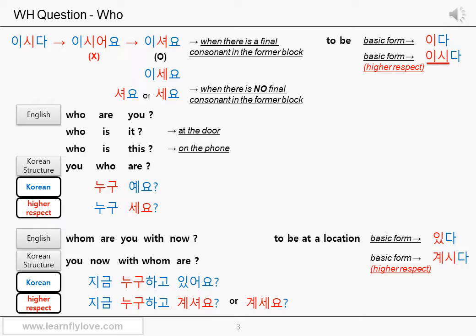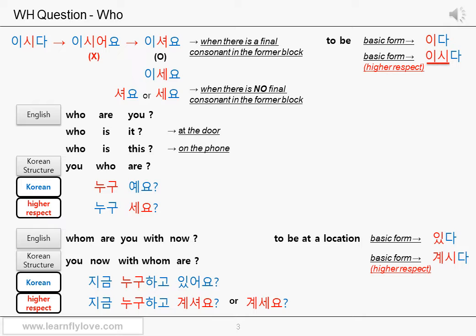이에요, 예요, and 이세요, 세요, or 이셔요, 셔요. Okay? Confusing? You'll be fine, don't worry. So, who, 누구, are, 세요, 누구세요? 누구세요? It's a higher respect form of 누구예요? And it's used much more commonly in Korea because of the reason we explained earlier. 누구세요? Keep that in mind.